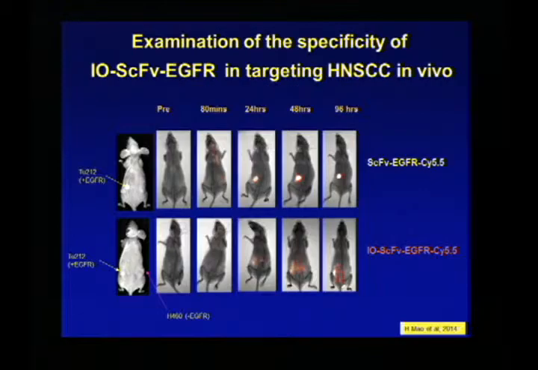Next. This is just showing positive EGFR cells injected here and growing, and then we injected this tagged EGFR particle and can nicely visualize. And this is the negative EGFR. Both flanks were injected, and of course the EGFR positive cells are the only ones visualized by this technique.